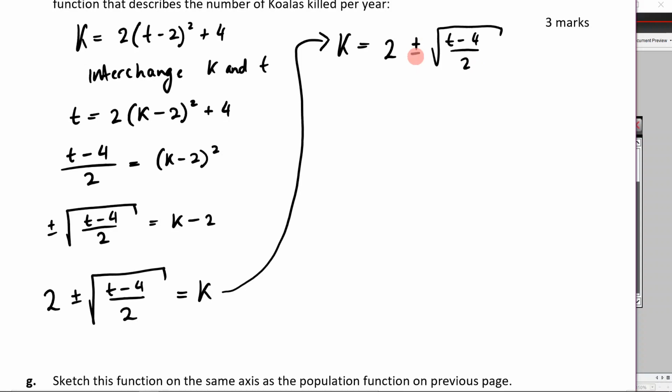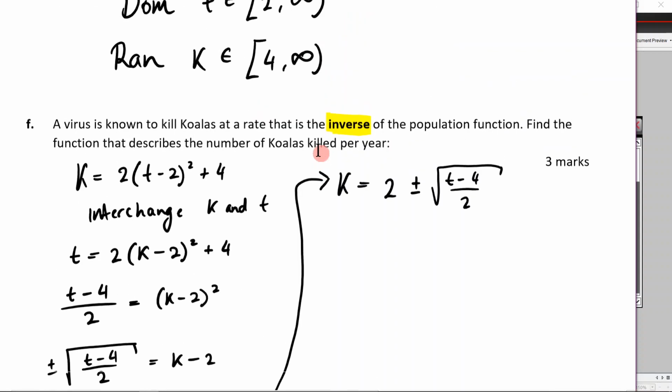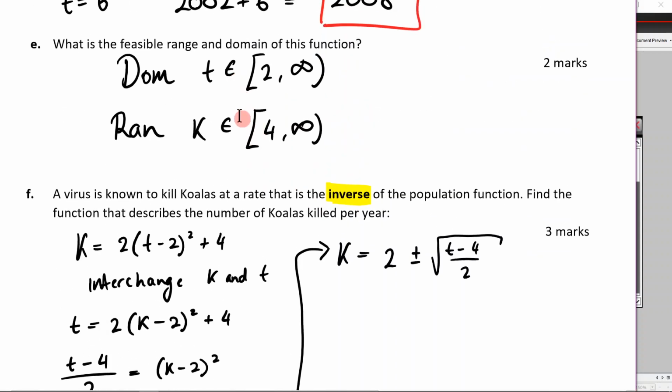9 out of 10 people get this type of question wrong because they leave it as plus or minus. You have to choose which one it's going to be. There are a couple different ways you can figure it out. One way is by looking at your domain and range and realizing that they're going to swap. So my range is going to become my domain, and my domain is going to become my range.